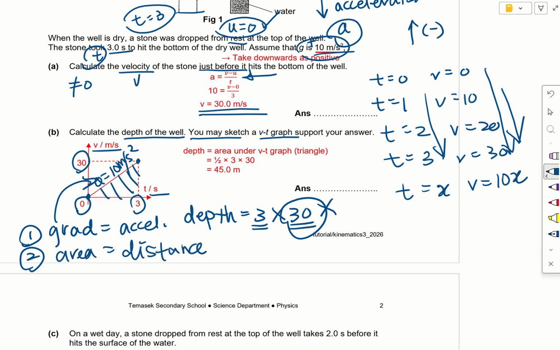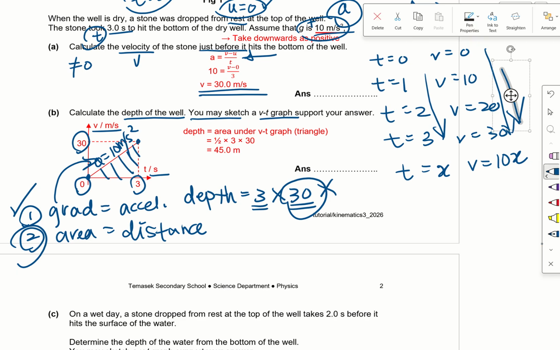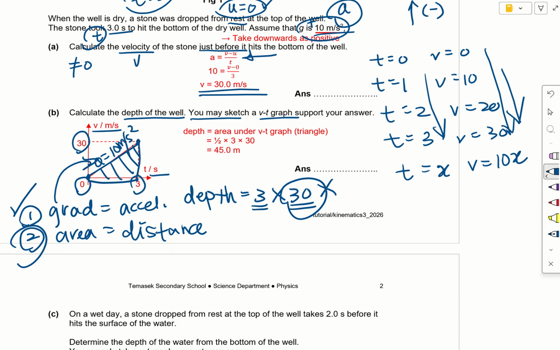Okay, so since we have already used this in part A, we are going to be using this concept in part B, which is finding the distance, which is finding the area. And you see that it's actually the shape of a triangle, right? So it should have a half times base of 3 times 30. So you should get 45. Most common error is this error of 90, which is incorrect.